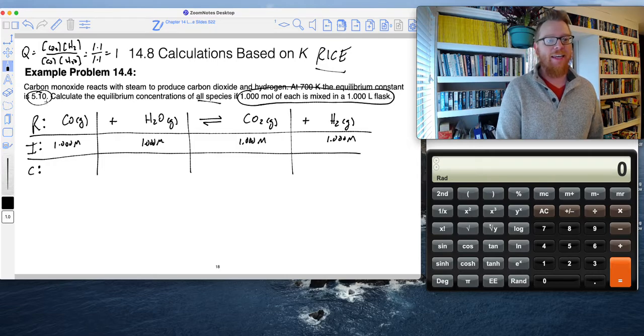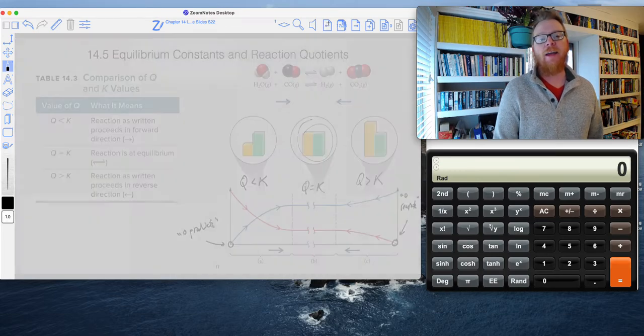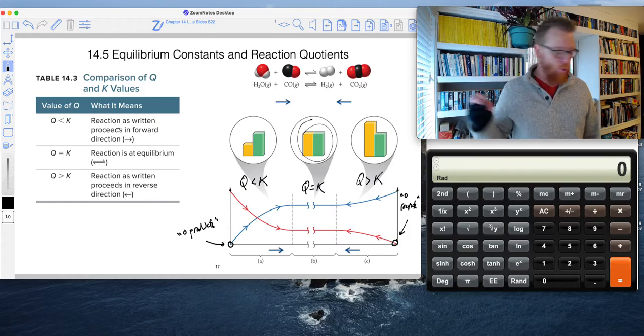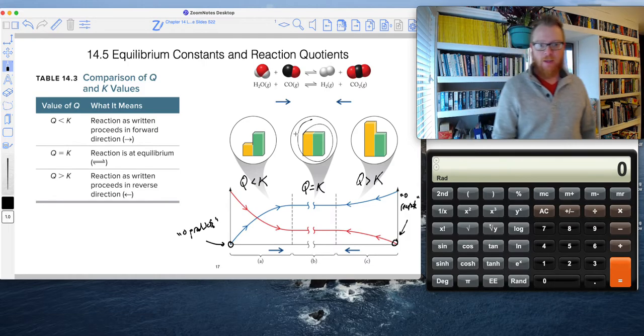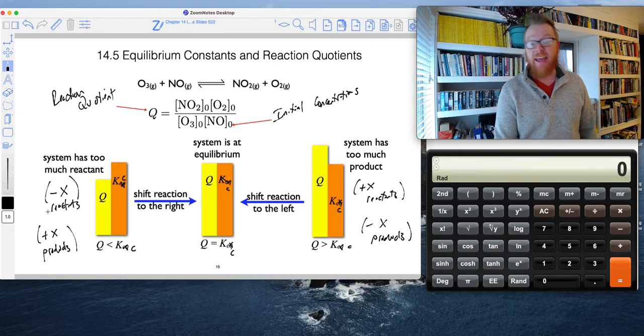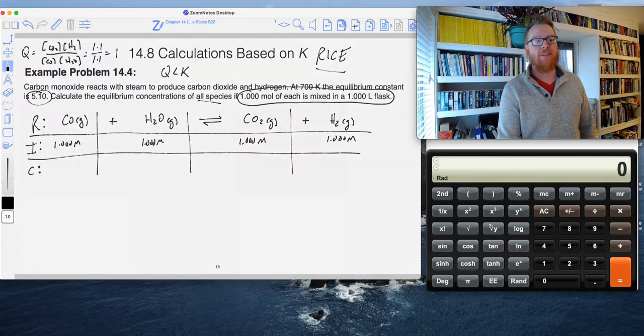Here we can see K was equal to 5.10, but my Q is equal to 1. So that's a Q less than K. Let's remind ourselves what that means. If Q is less than K, the reaction as written proceeds in the forward direction. So let's look at our other cheater notes here. If Q is less than K, it has to shift to the right, which means minus X for reactants and plus X for products. Okay, so let's get back into that.